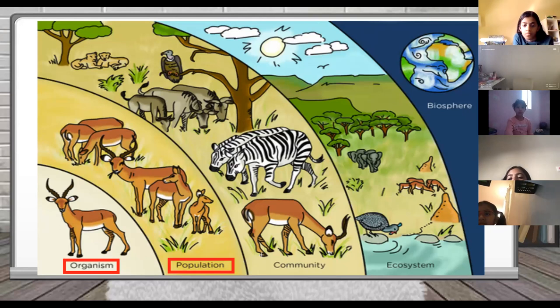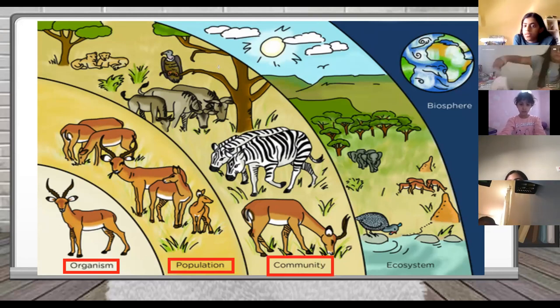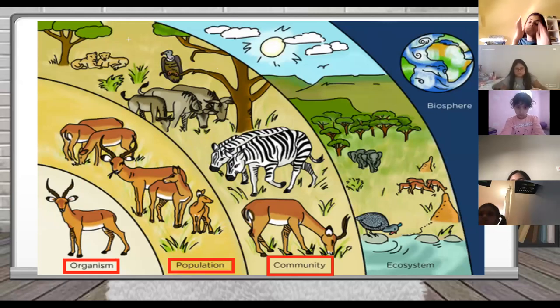What if I have different kinds of animals in the same group? All together, what do they make? Community. Excellent. They make a community.